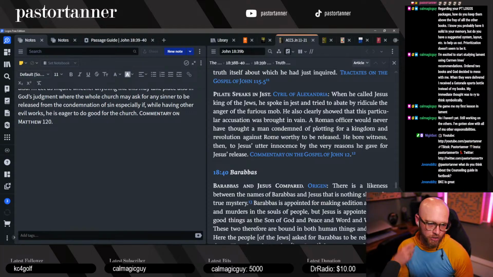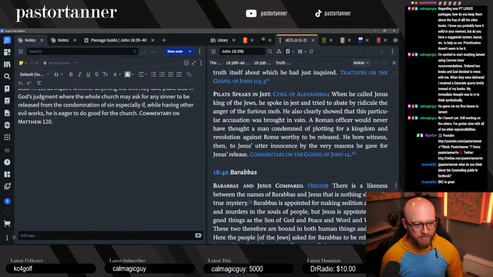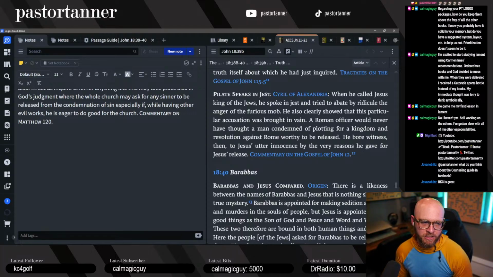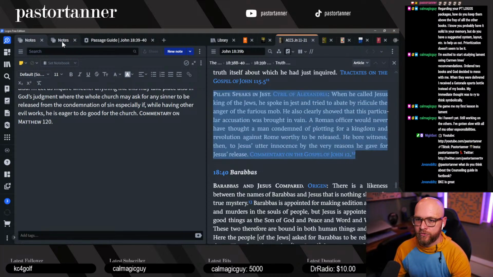He also clearly showed that a particular accusation was brought in vain. A Roman officer would never have thought a man condemned of plotting for a kingdom and revolution against Rome would be worthy of release. He bore witness then to Jesus' utter innocence by the very reasons he gave for Jesus' release. That might go in our other sermon.